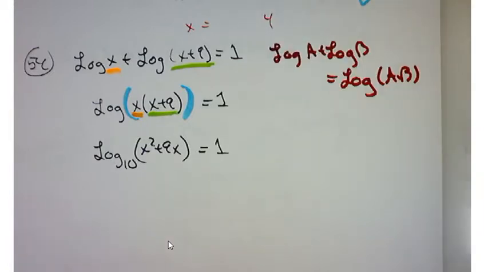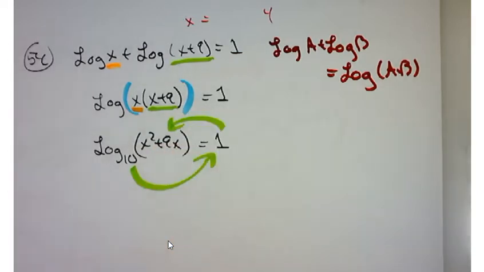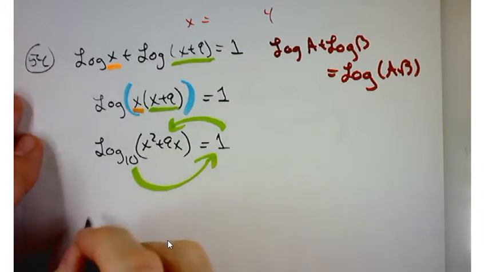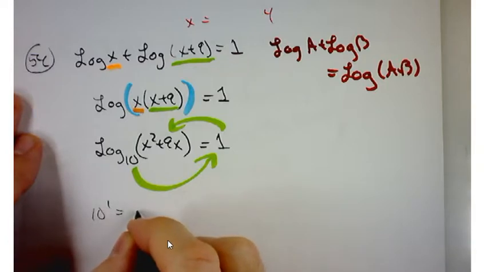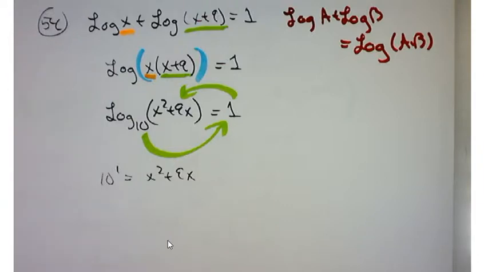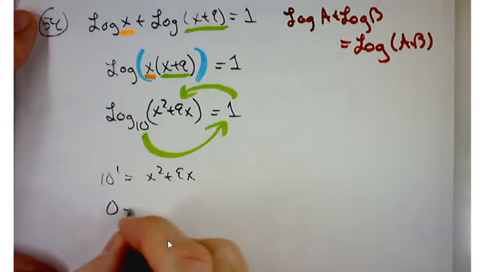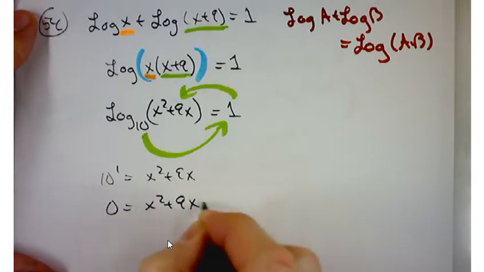Can someone rewrite this? Always start with the base. The base to the right-hand side equals this. So 10 to the first power equals x squared plus 9x. Nice. Now what? Let's move the 10 to the other side. I get 0 equals x squared plus 9x minus 10.